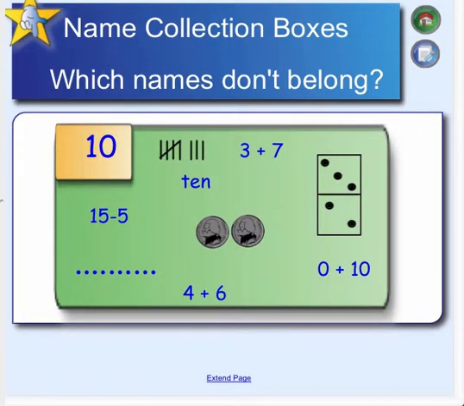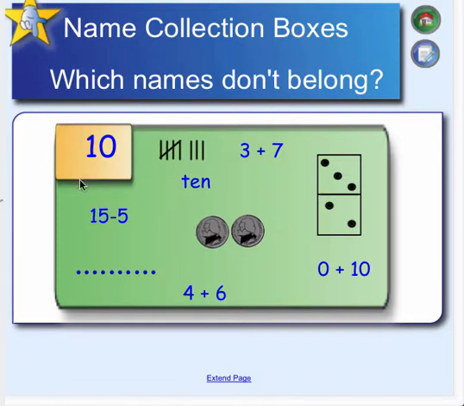Now we're going to look at a name collection box for the number 10. In this name collection box, some of the problems belong, which means they are names for 10, and there are a few problems that don't belong. I'd like you to pause the video again and figure out which of the names in this name collection box do not belong. Hopefully by now you have written the answer into your math notebook, and you will have analyzed this box carefully to look for ones that do not belong.